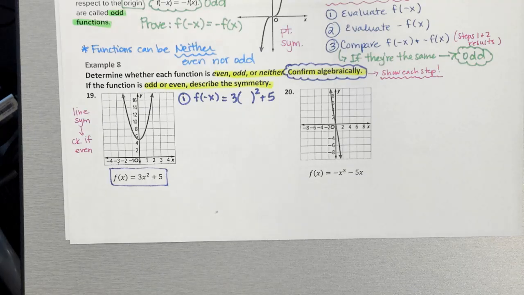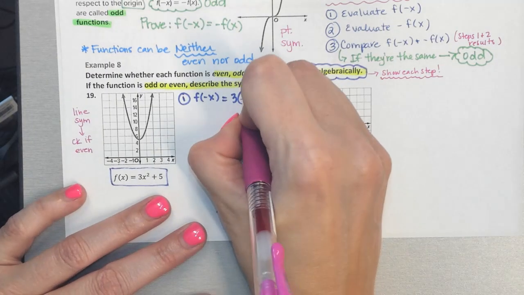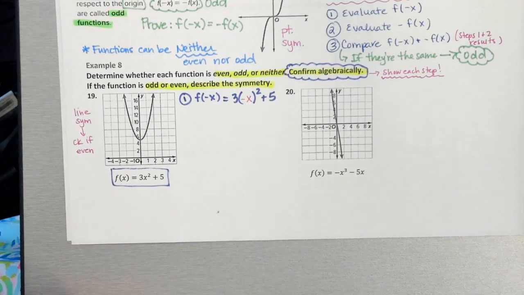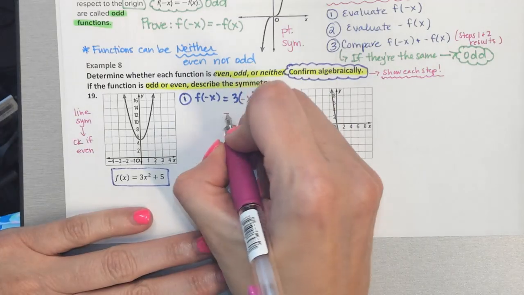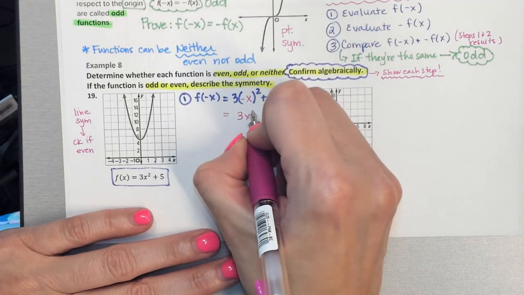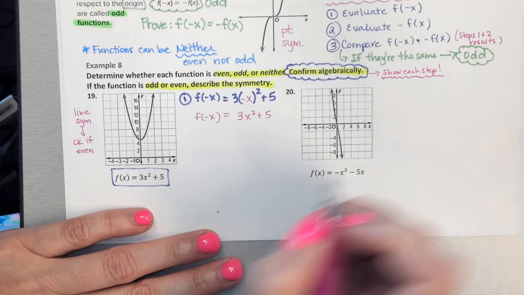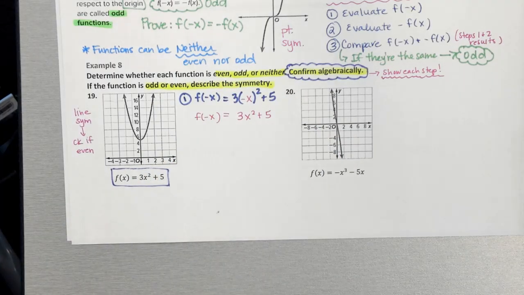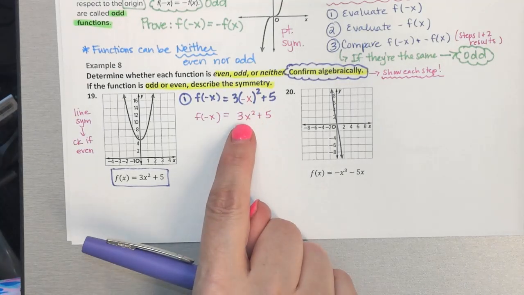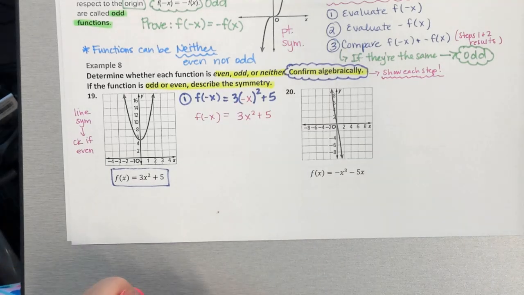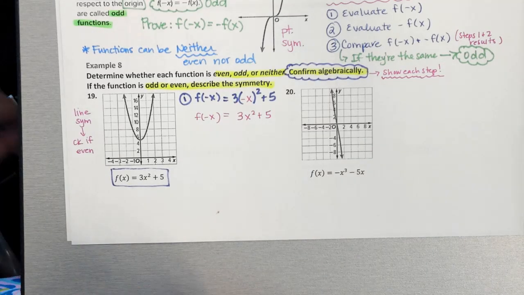Okay, so when you're simplifying, you're just thinking to yourself, okay, if I have negative x squared, a negative times a negative, that's going to be positive, so this becomes 3x squared plus 5. Okay, and again, that comes from negative x times negative x is x squared. X squared times 3 is 3x squared. The plus 5 stays the same.